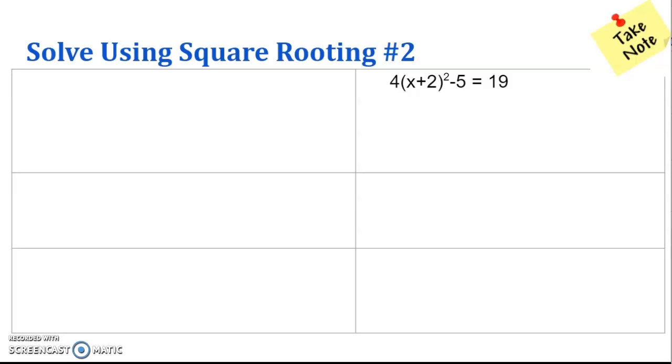Okay, so we've just solved the more complicated solve using square rooting. So you're going to take notes on solving this problem. Another example. Alright, so if you have 4 multiplied by (x plus 2) all squared minus 5 is equal to 19. What are the steps involved? Please take notes on this.